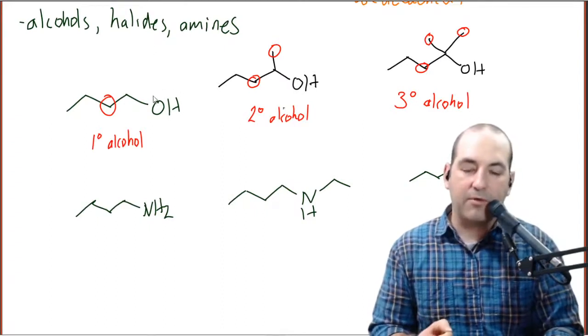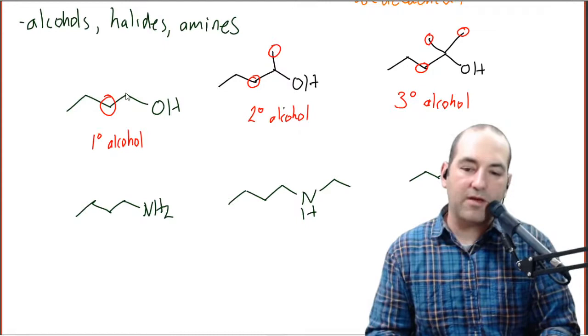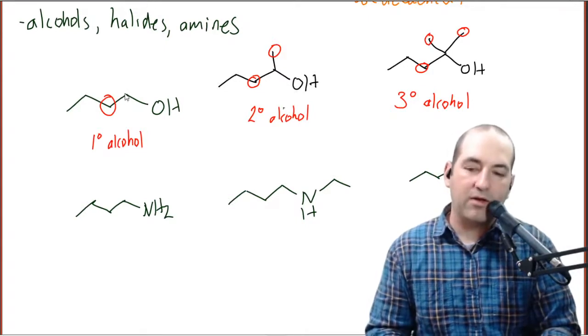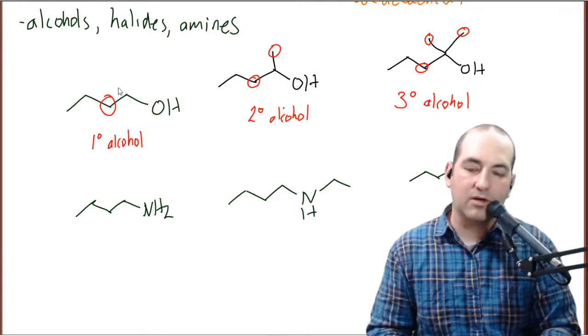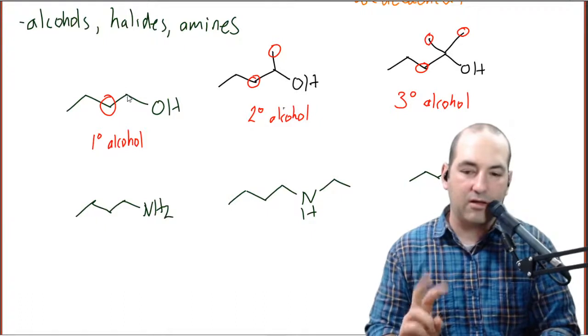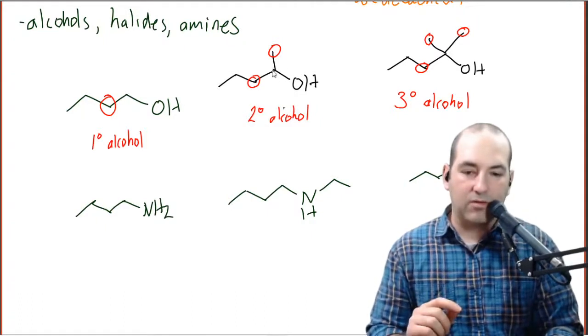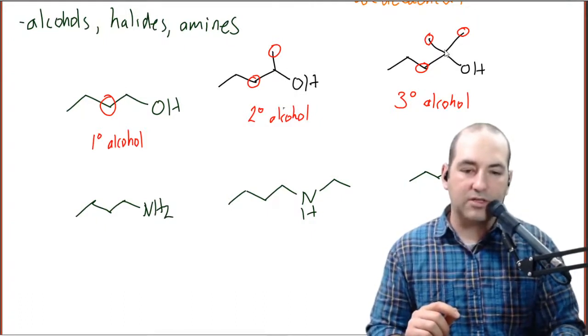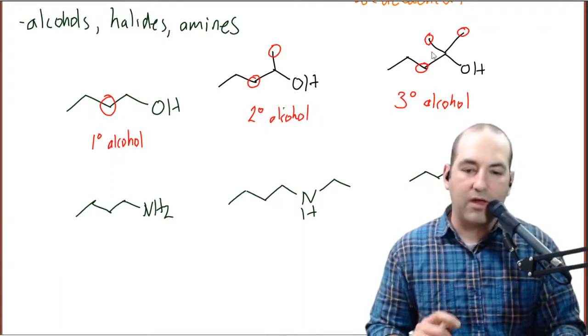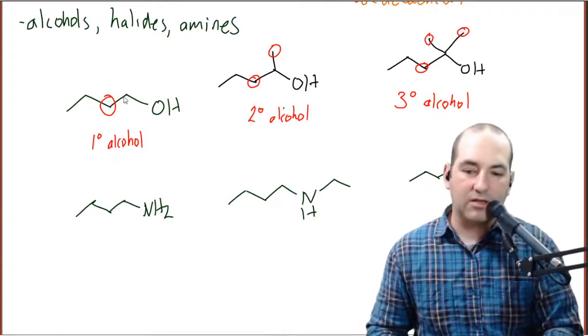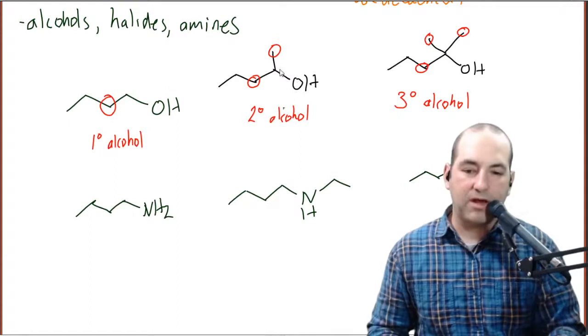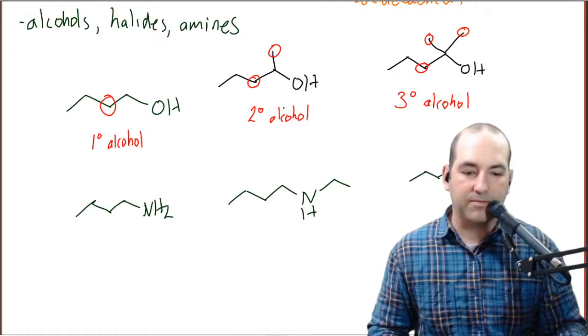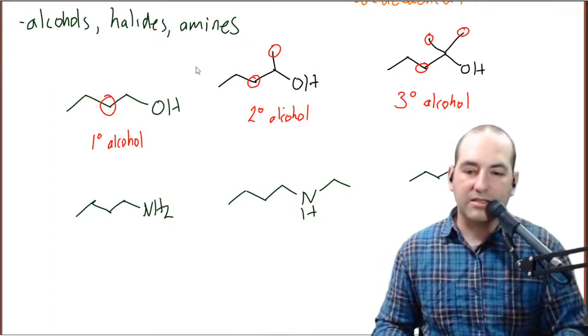So when we talk about a primary alcohol, we're looking at the carbon that the OH is connected to, and then we're asking how many more carbons are directly connected to that. So this is a CH2 right here, two hydrogens there. This is a CH, only 1 hydrogen there. And this is just a carbon with no hydrogens at all. So if it has one carbon connected, it's a primary. If it has two carbons connected, it's a secondary. And if it has three, it's a tertiary. And that's the same with halides as well.